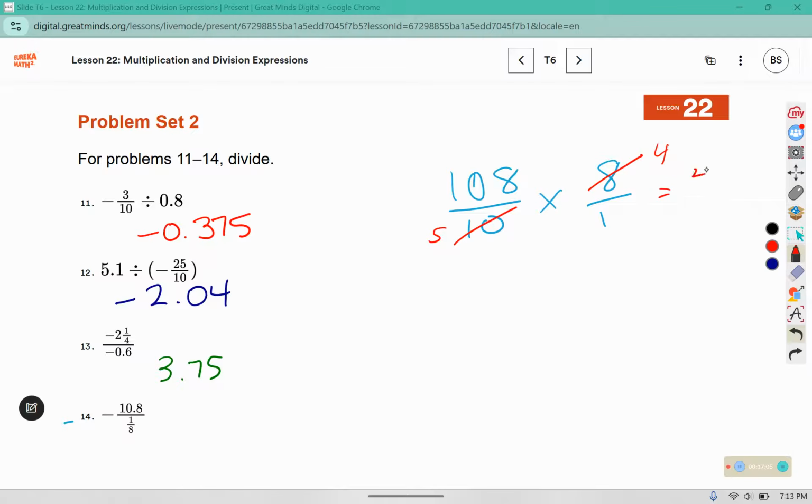108 times 4 is 432, and 5 times 1 is 5. We can leave it as an improper fraction, or we can think about how many 5's it would take to make 432 if we wanted to change it into a mixed number or a decimal.